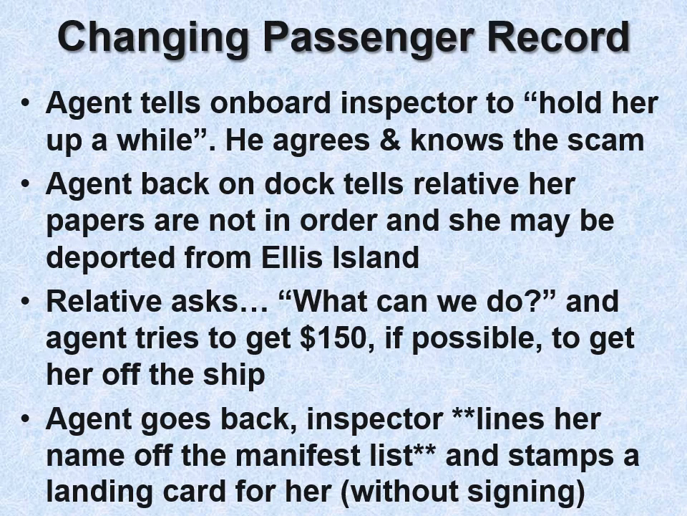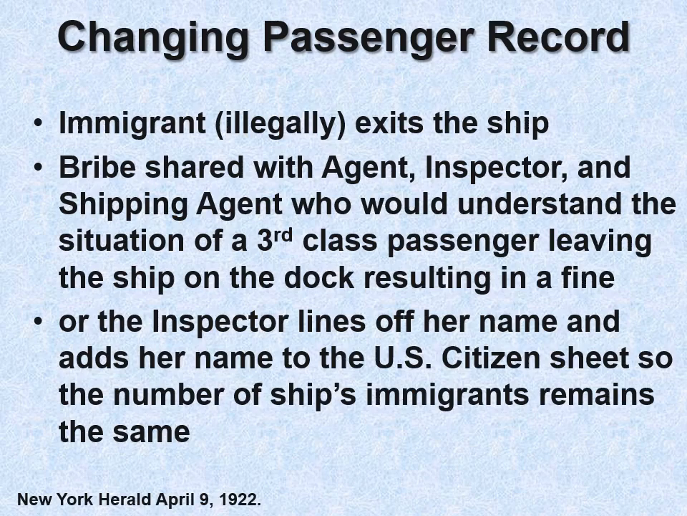So the agent goes back on the ship and the inspector lines her name off the manifest list and stamps a landing card for her without signing. People were pretty lax with these landing cards. So by lining her name off the manifest list, it's like she was never on the list. Very clever. And the immigrant then has this landing card and exits the ship. The bribe is shared with the agent, the inspector, the federal inspector, and the shipping agent, who would understand the situation of a third-class passenger leaving the ship on the dock, resulting in a fine.